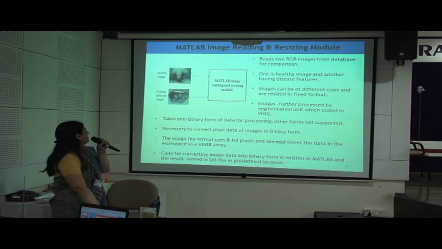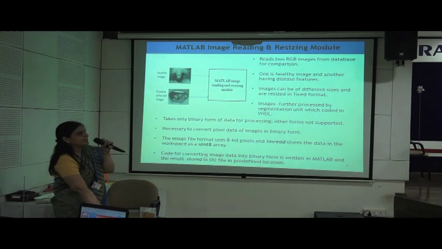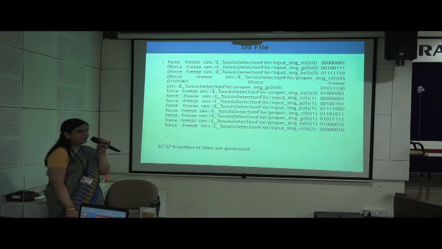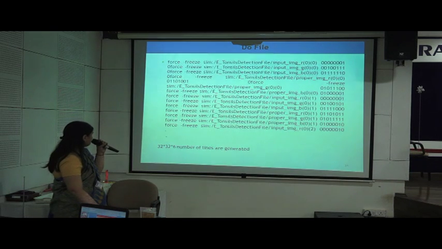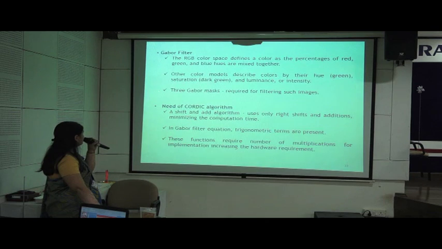The image file format uses 8-bit pixels, and the code for converting image data into binary form is written in MATLAB, and the result is stored in a .do file in a predefined location. This slide is showing the .do file wherein the image pixel values are converted into binary form. These files will be used in ModelSim software.